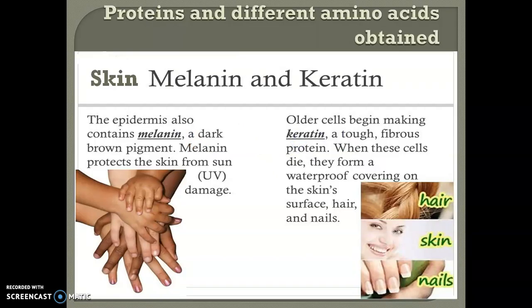Moving further, let's see how proteins and different amino acids are obtained in the body and what their uses are. First and the most important organ is the skin. In skin, the protein is in the form of melanin, a dark brown pigment that gives color to our skin, and keratin, which is present in hair, skin and nails.